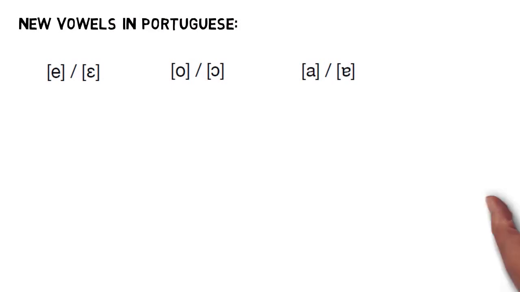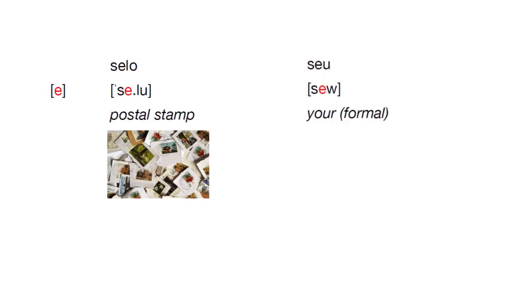Now we'll start getting into some new sounds, and all of these sounds come in pairs, where the 2 vowels are made in very similar ways. There's E and E, O and O, A and A, and I and U. We'll start with E. E shows up in words like selo or seu. Here's where we'll start taking advantage of our earlier discussion about vowel height. You remember how E was high up in your mouth and E was in the middle of your mouth? Well, Portuguese's E vowel tends to be between those 2.